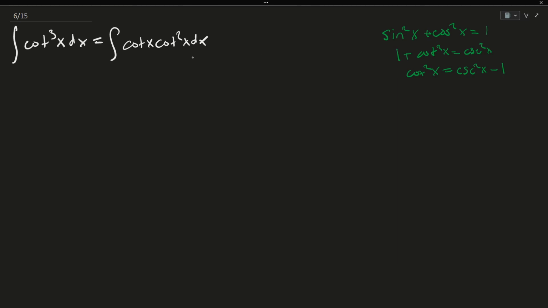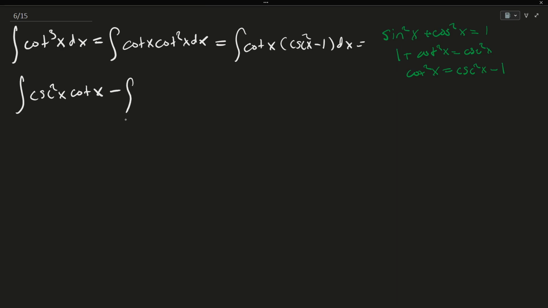Coming back to our original integral, we will substitute cotangent squared x with cosecant squared x minus 1 to get cotangent x times (cosecant squared x minus 1). So I'm going to split both these integrals up. For our first integral, we'll have cotangent x times cosecant squared x, so we'll have cosecant squared x cotangent x, minus cotangent x times negative 1. So I'm moving the minus to the outside, so we end up with just cotangent x. I forgot my dx there. Cotangent x dx. Alright, so now I'm going to solve for each of these integrals separately.